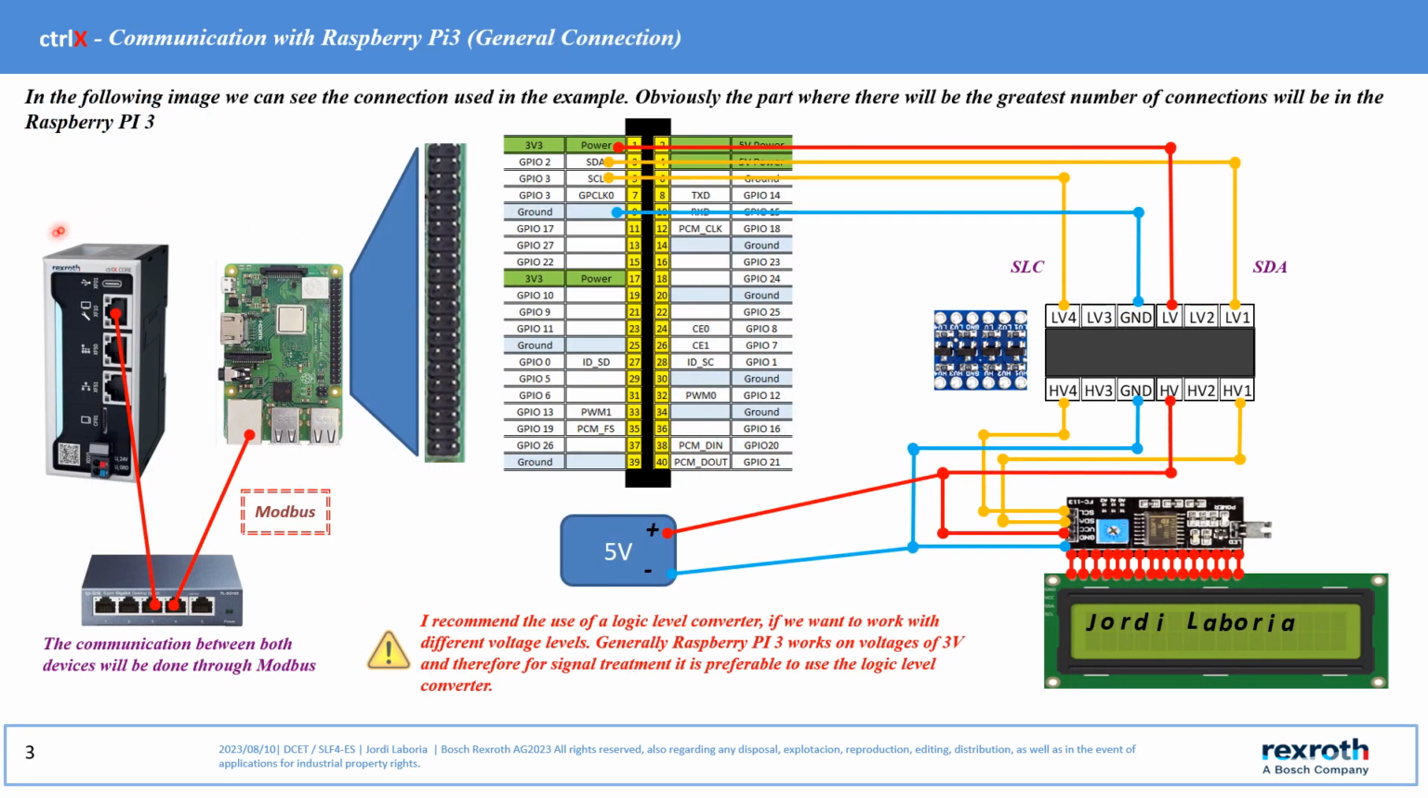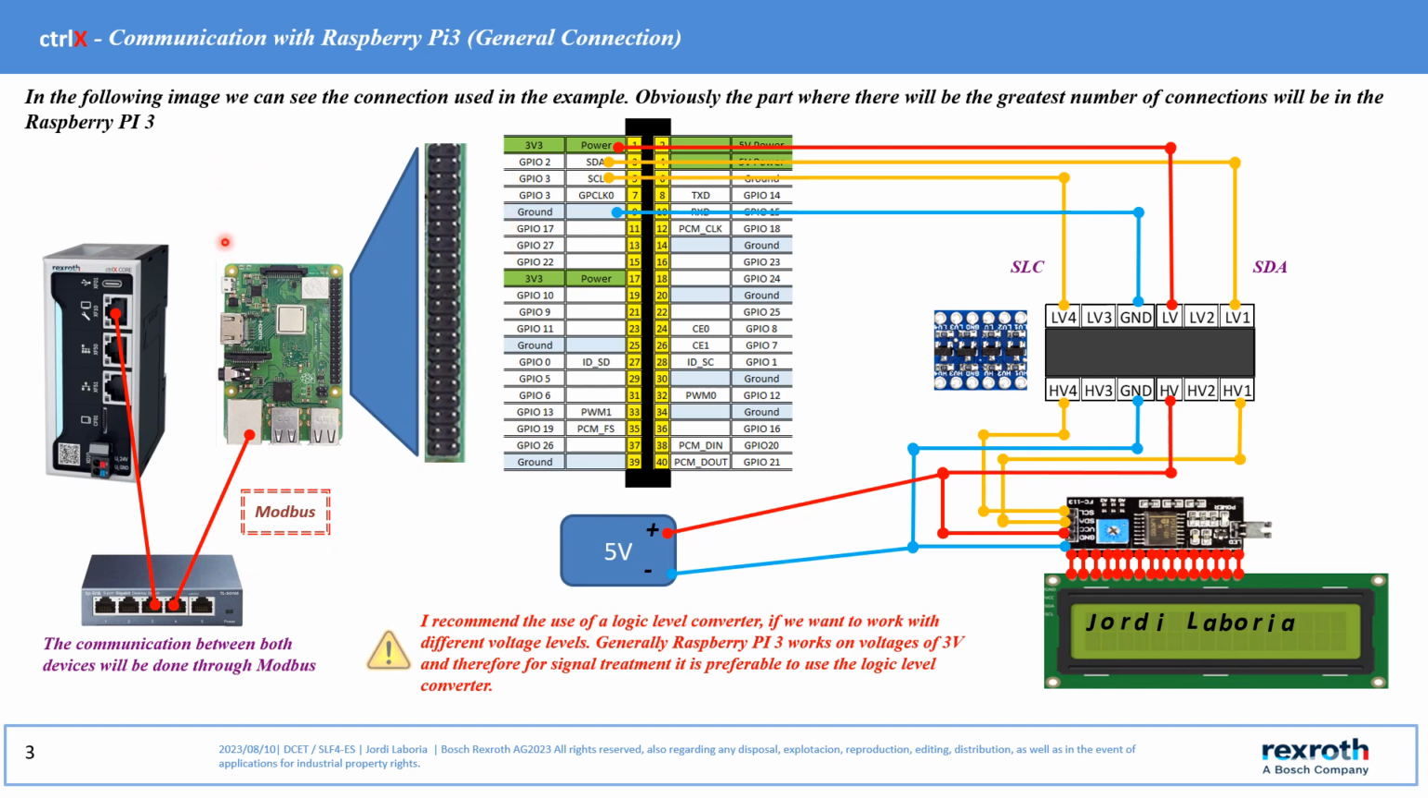Here we can see how the different elements used come together. Between ctrlX and the Raspberry, we will only use a standard Ethernet cable by using a switch to be able to access the two devices from a single PC.